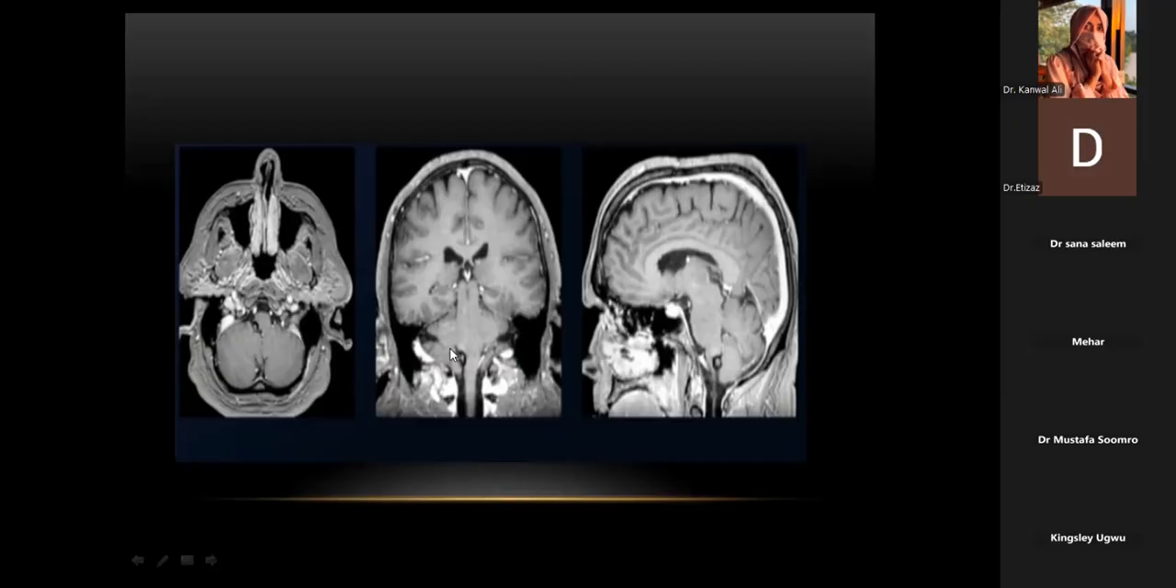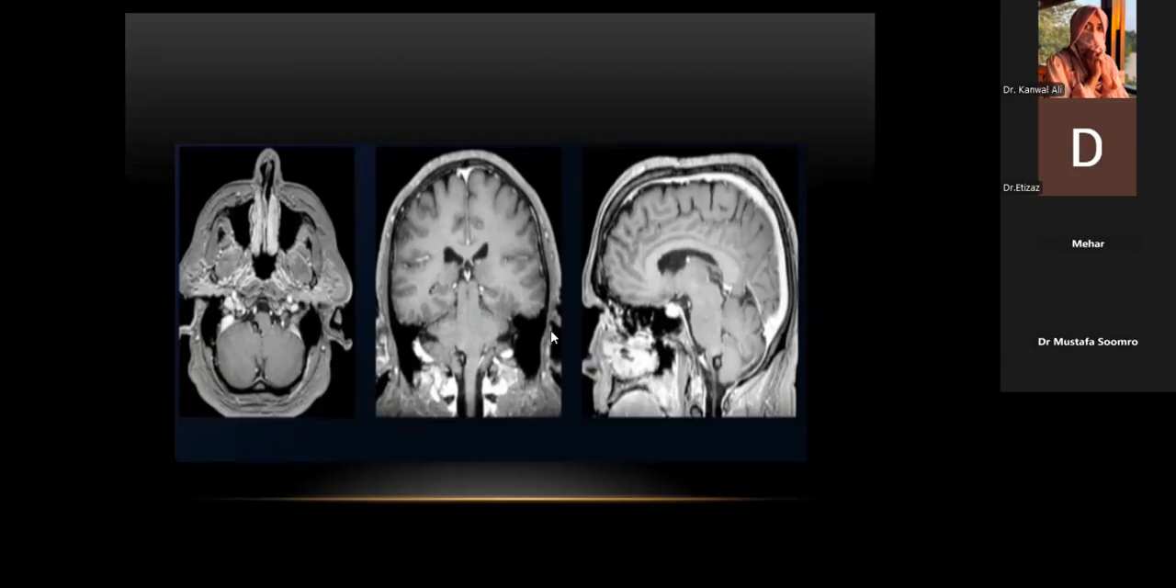Where is Abdullah? What is the radiology of a cavernoma? How does it appear? Popcorn. Yes, popcorn appearance on T2. Why not hemangioblastoma? Hemangioblastoma?